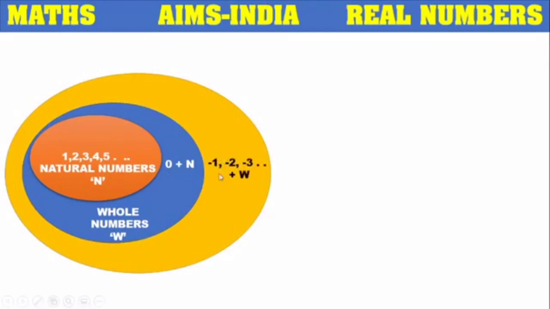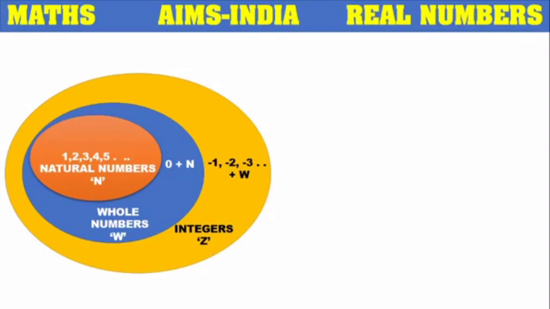If we add -1, -2, -3, like that negative numbers, to the whole numbers, meaning to 0 and to the positive numbers, then we will get one new number system that is considered as the integer system, and the symbol for the integer system is Z.